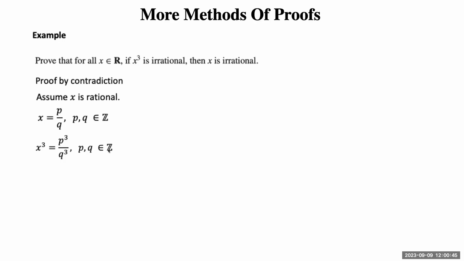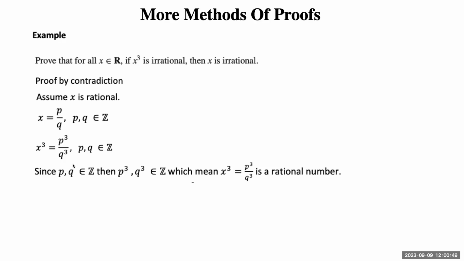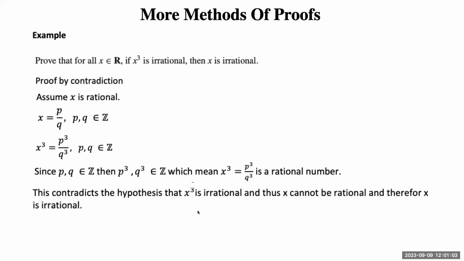Okay. And of course, p and q are integers. So if p and q are elements of the integers, so are p cubed and q cubed. So this means x cubed is rational. But that contradicts our hypothesis that x cubed is irrational. And thus, x can't be rational. But if x can't be rational, it's therefore irrational. So we've proved it. We proved that if x cubed is irrational, then x is irrational.